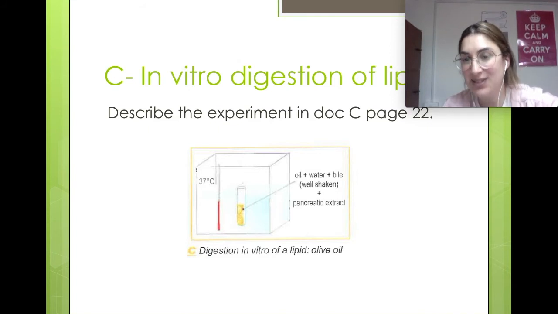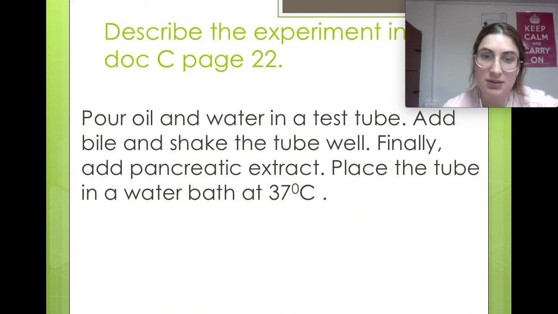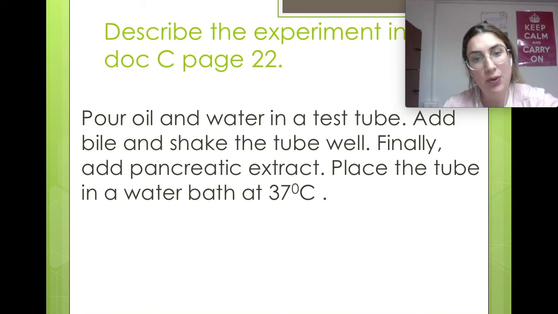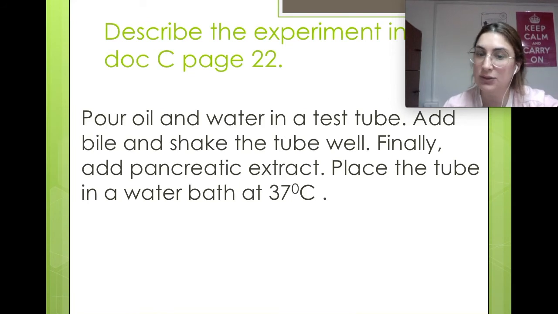at 37 degrees Celsius. And if you can go further, we are able to see that this needs approximately 3 hours. All right, but if we don't have the duration, you do not need to add the duration. So the word pour over here is better than what I said before, which is put, because you're pouring a liquid. So you pour oil and water in a test tube, you add bile and you shake the tube well. Then you add pancreatic extract, you place the tube in a water bath at 37 degrees Celsius.